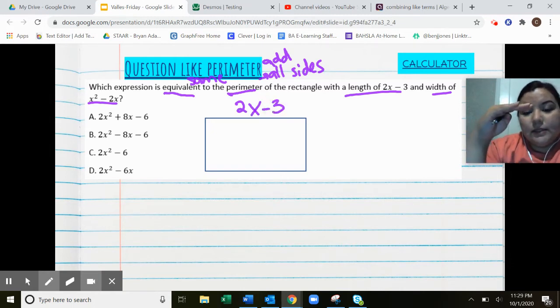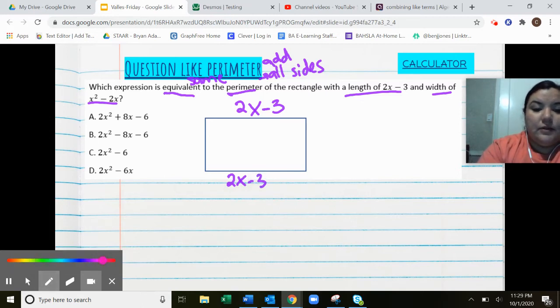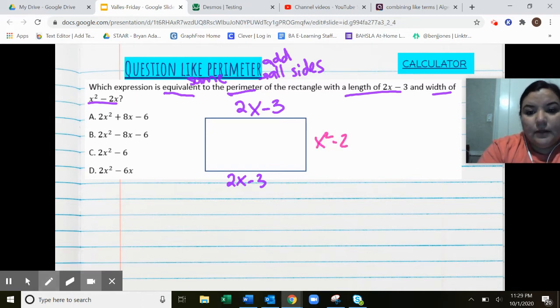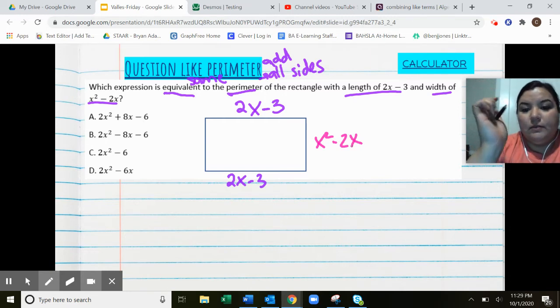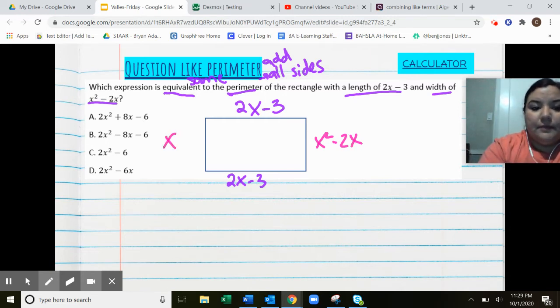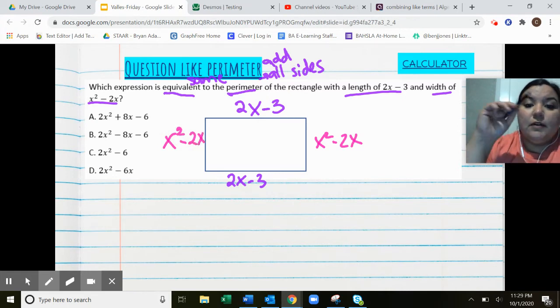So one side of the rectangle is 2x minus 3. That means that the other side is also the same, so that's 2x minus 3. And on the other side, we have x to the power of 2 minus 2x. Same thing, if one width is that on the rectangle, the other width has to be the same thing. Okay, so I have all four sides of the rectangle labeled.